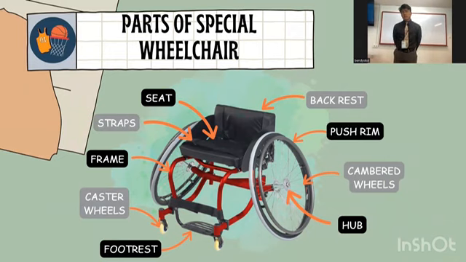The parts of the special wheelchair consist of seats, straps, frame, caster wheels, footrest, backrest, push rim, camber wheels, and also hubs. A strap is for athletes to not move around when they are in position. And the camber wheels are tilted at 45 degrees, so they can move faster when they are in position. Okay, next.